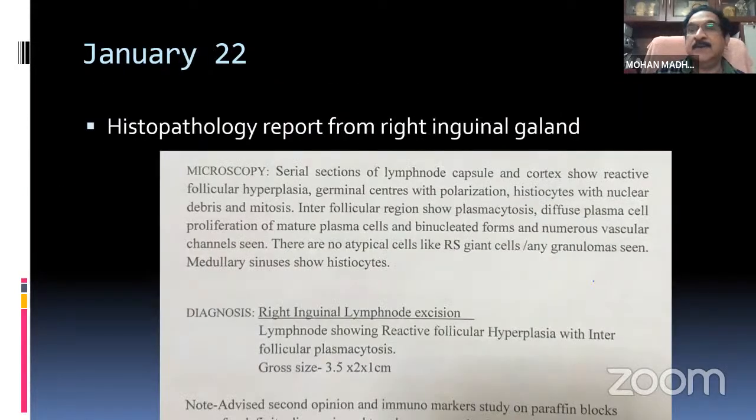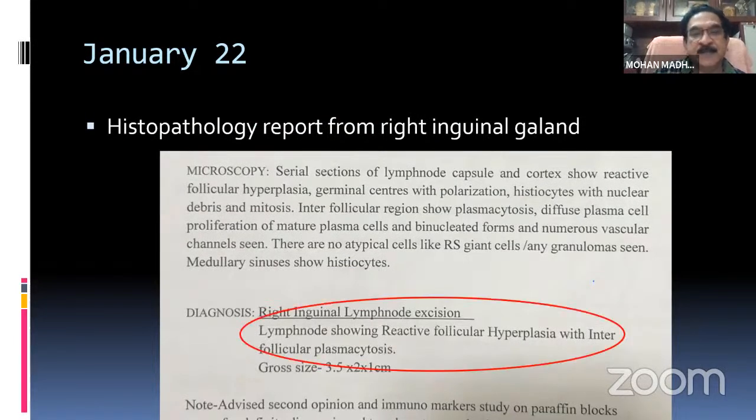Histopathology report from the right inguinal gland. In the first report, they could not make a definitive diagnosis. Lymph nodes showing reactive follicular hyperplasia and interfollicular plasmacytosis. And he was advised a second opinion.